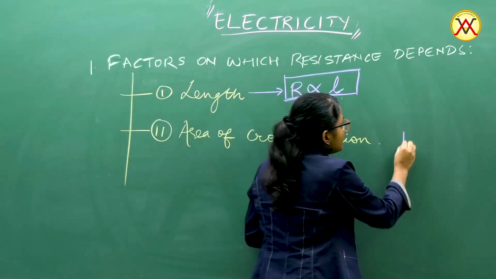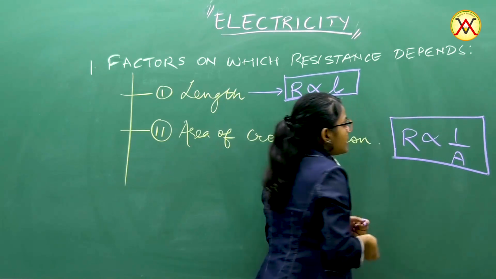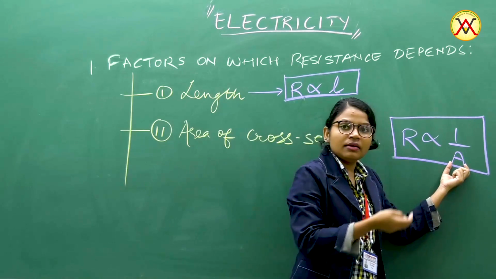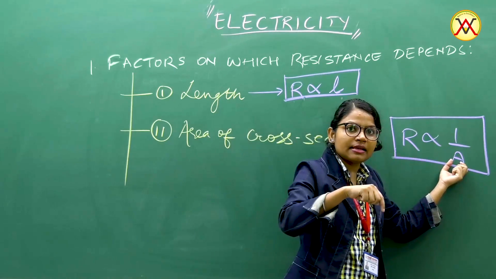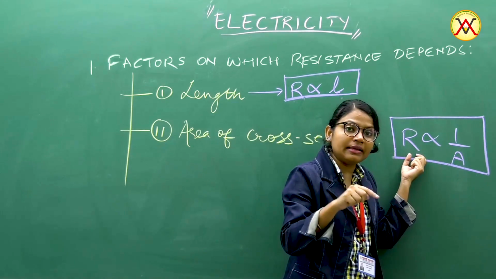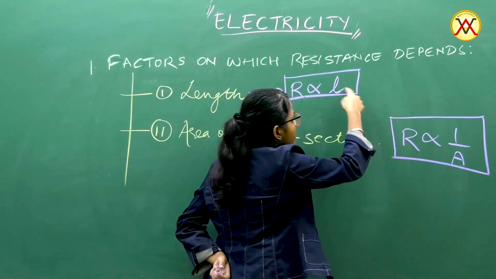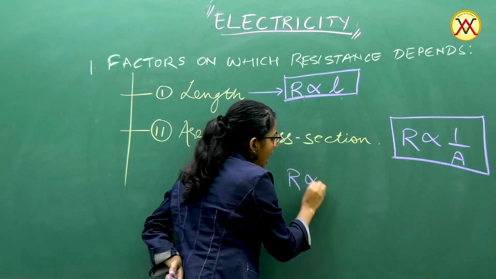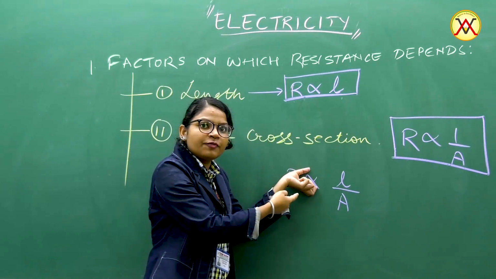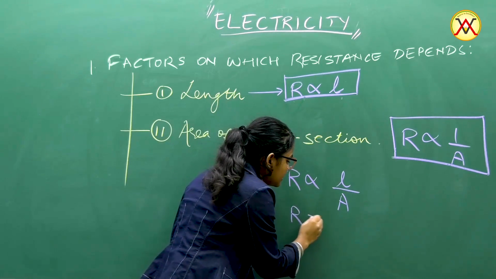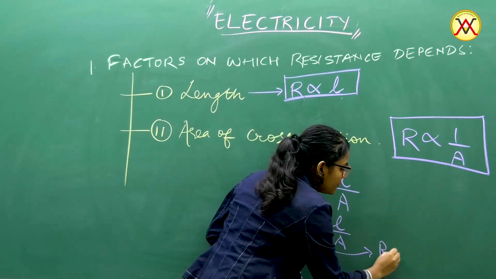So our resistance is inversely proportional to the area of cross section. When the area is more, resistance is less, current will be more. When area is less, resistance will be more, so current will be less. Okay. If we just combine these 2 proportionalities, what do we get? That R is proportional to L upon A. Once we remove this sign of proportionality, we'll have one constant, rho, which is known as resistivity.